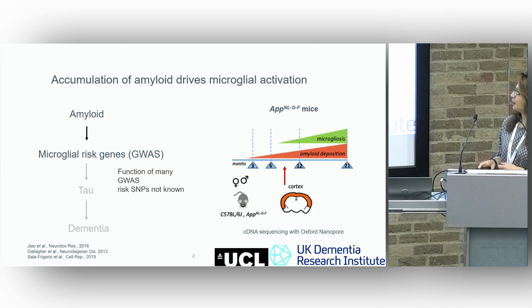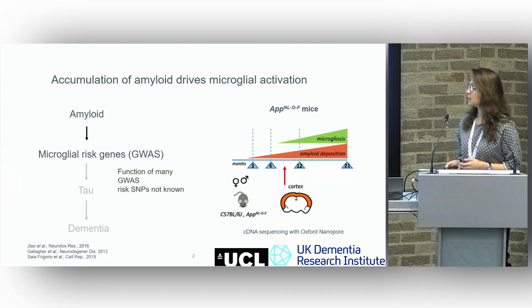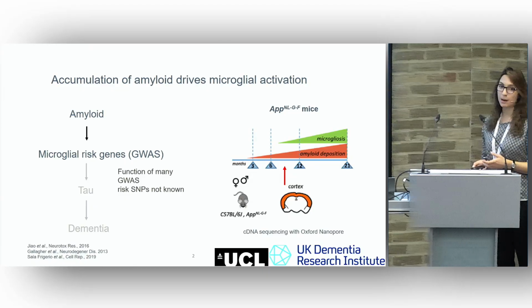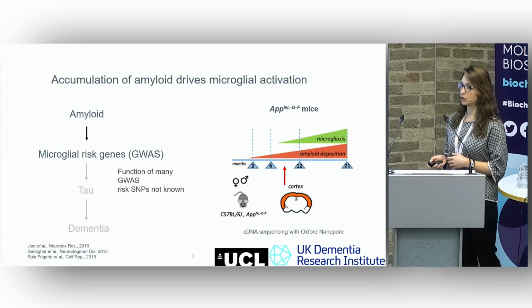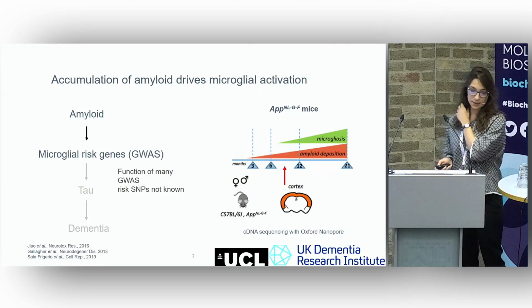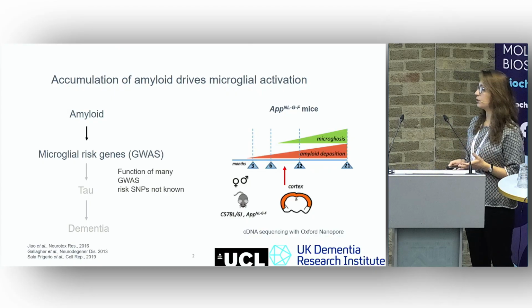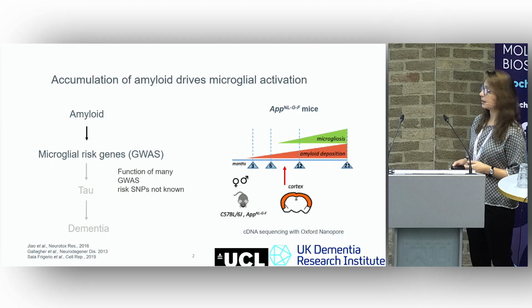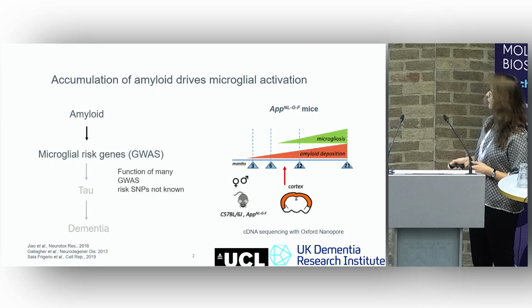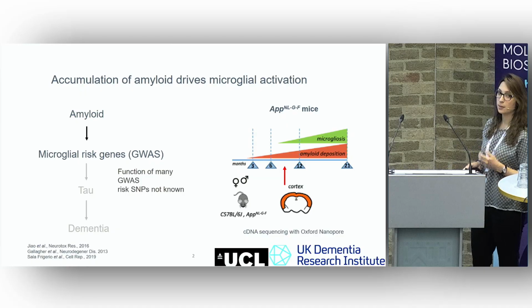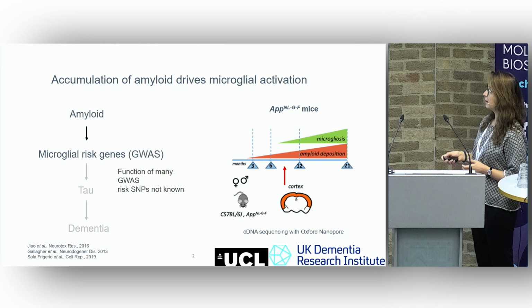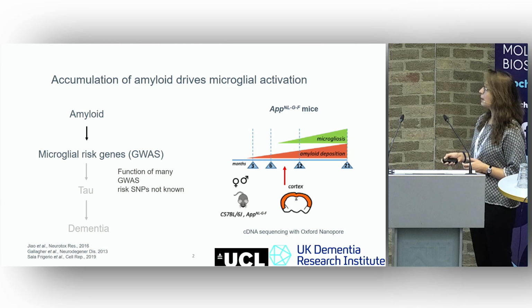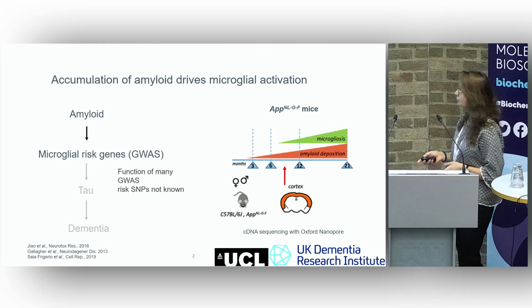So, genome-wide association studies highlight the risk variants mainly expressed by microglia, but how those act on the transcriptome or genome is not clear, especially when SNPs are not changing the protein sequence, and we cannot predict them easily as well. Initially, we wanted to get an opinion about their possible splicing effects. And for that specifically, we have used the APP NL-G-F mouse model.